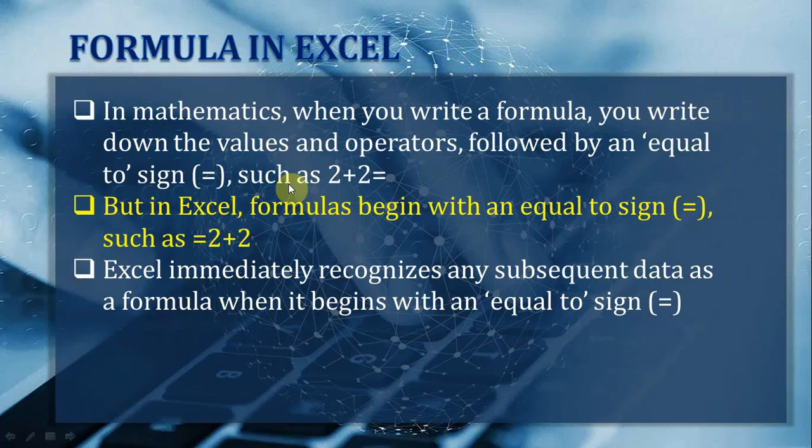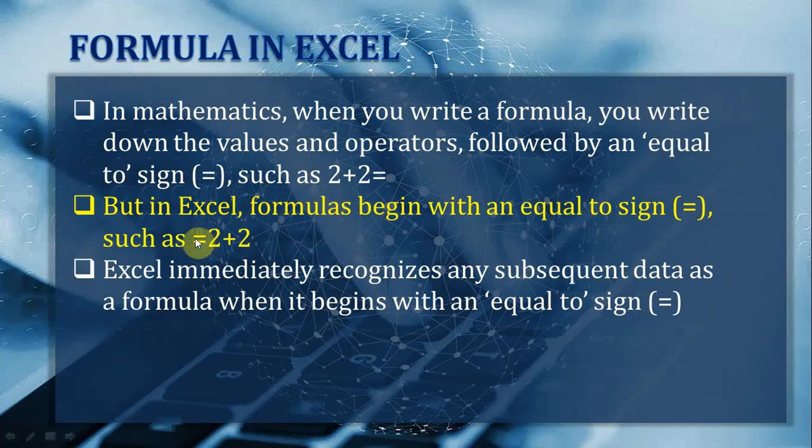This is how you will write in mathematics. But in MS Excel, the formula begins with an equal to sign. So if you want to find out the result in a cell, in that cell you have to first type the equal to sign. Always a formula must begin with an equal to sign in MS Excel.